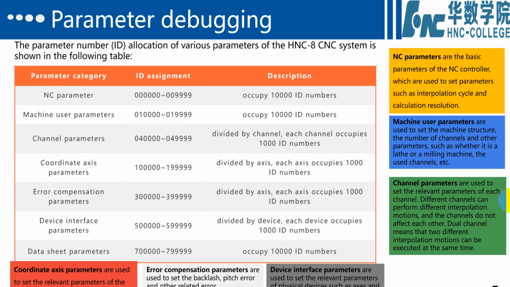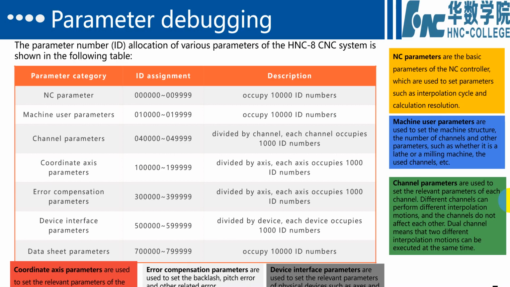And here I will introduce some parameters for debugging. I will introduce one by one. Firstly, let's see the NC parameters. The NC parameters are the basic parameters of the NC controller, which are used to set parameters such as interpolation cycle and the calculation resolution.